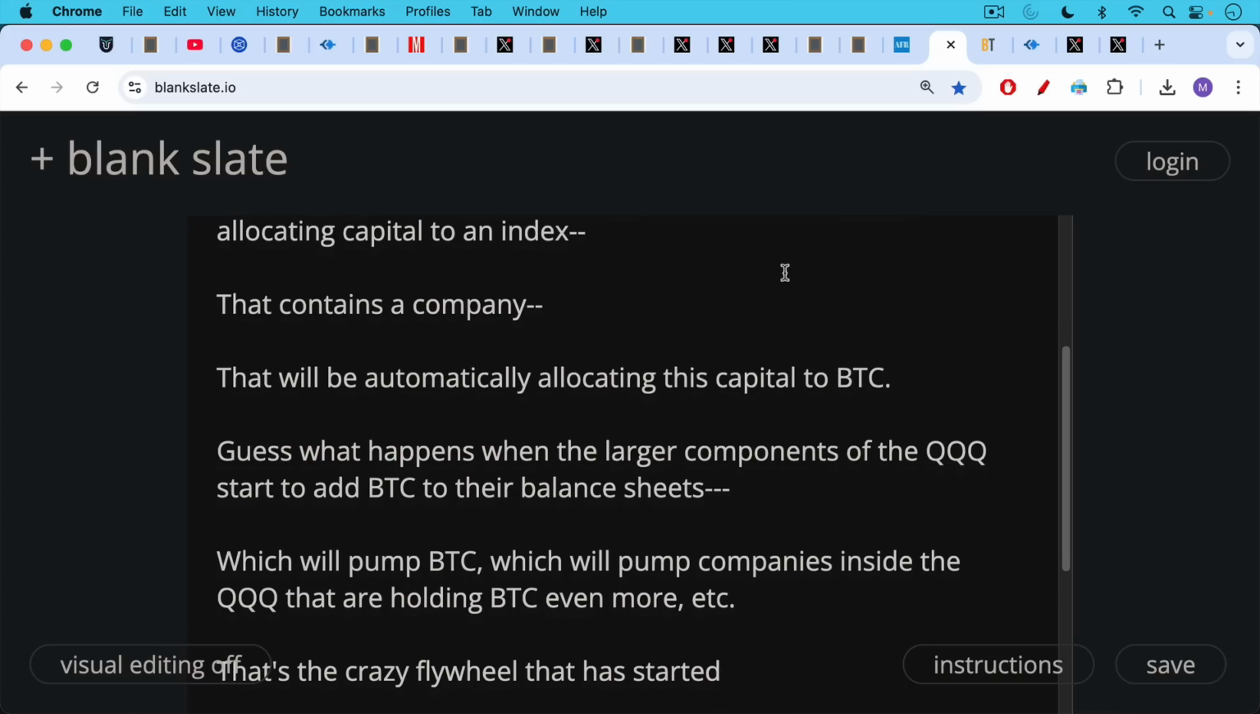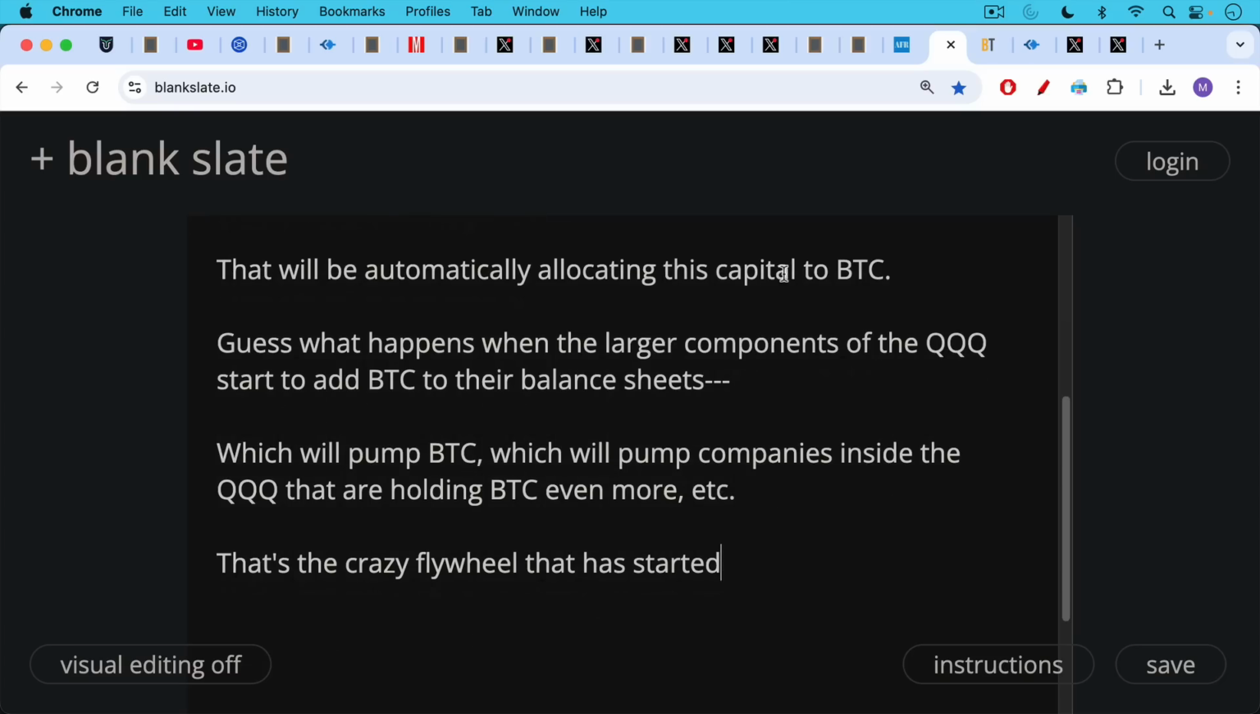So when the larger components of the QQQ start to add Bitcoin to their balance sheets, this will pump Bitcoin itself, which will pump companies inside the QQQs that are holding Bitcoin even more, etc. So this is really the crazy flywheel that is started.